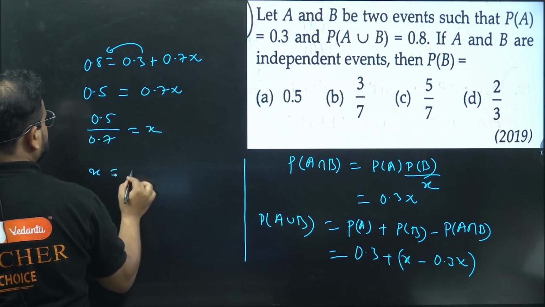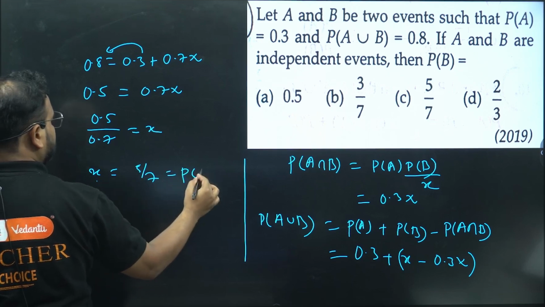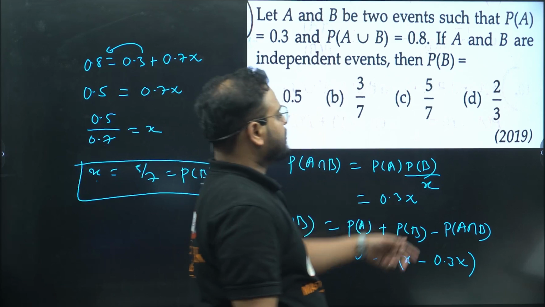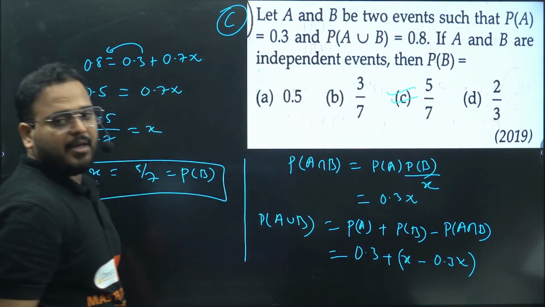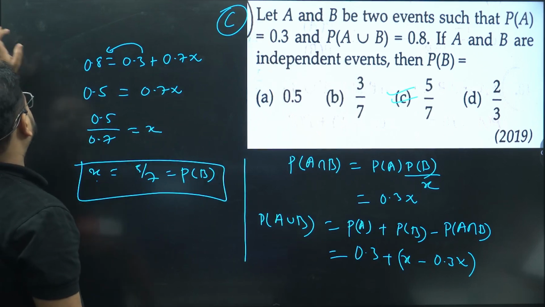It means x value is 5 by 7. And what is this x going to be? Simply P(B). I've taken P(B) as x, right? So the answer will be option C. Clear? All good. Next one.